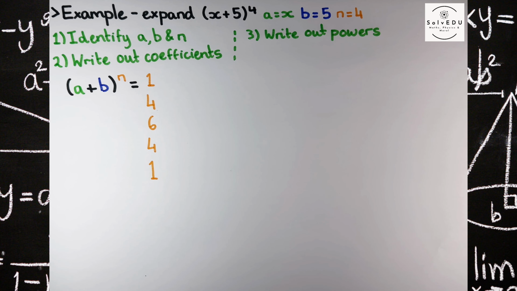Write out our powers, and this comes from our second rule, that our powers of a start at a to the n and decrease to a to the 0, and then our powers of b start at b to the 0 and increase to b to the n. Let me write it out and you'll understand.